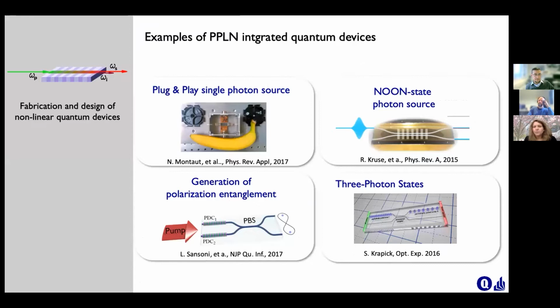Now, how does that look? We have implemented over the last 10 years quite a lot of different types of devices. And this is really bringing experiments which are on bulk optical tables down, and examples are plug and play single photon sources, where you really can now have at least something which you can hold in your hands and carry around for quantum technologies. NOON-state photon pair production is a specific type of entanglement generated source. Generation of polarization entanglement, if you're familiar with that, the so-called Type-II source, which is used a lot in these experiments. Three-photon state generation via cascaded systems is feasible.